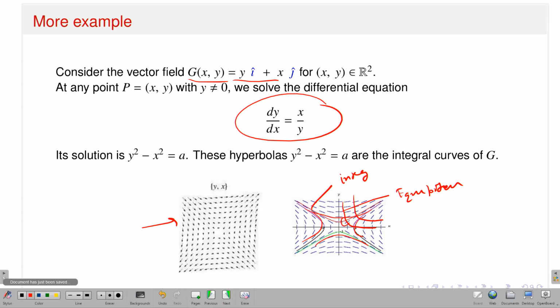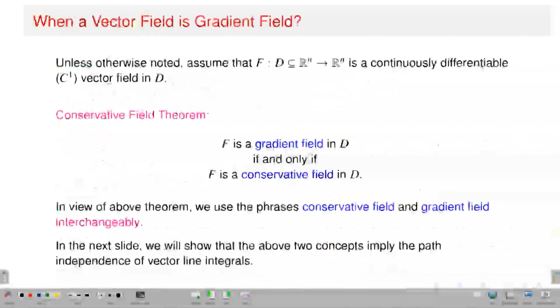Now, if they cut at this point, they are orthogonal. Why? Because you just draw a tangent here and draw a tangent here. Now, what is the angle? Pi by 2. So that is exactly what I have written there. Okay. So that is exactly what I have written.